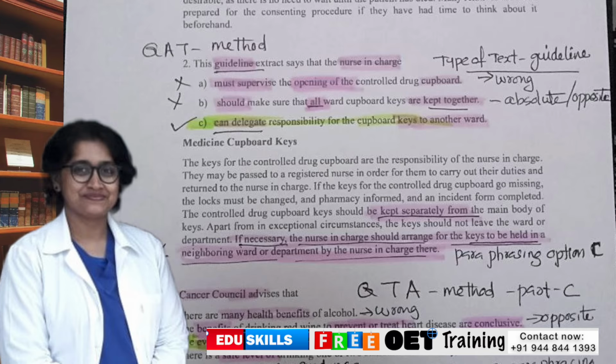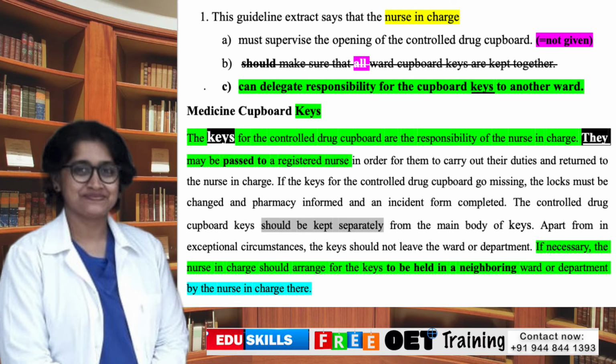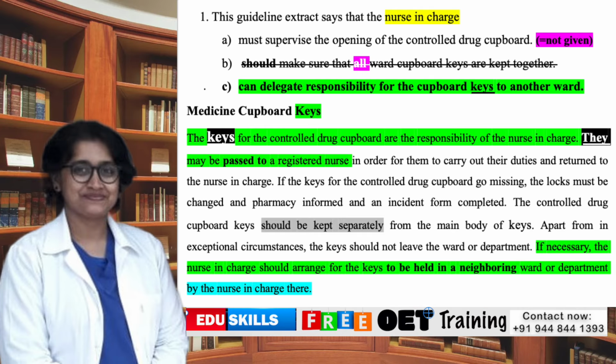And option B says should make sure that all ward cupboard keys are kept together. Here the elimination strategy is absolute. It is also an absolute, and it is the opposite of the text. The text says the keys should be kept separately, but option B says kept together.